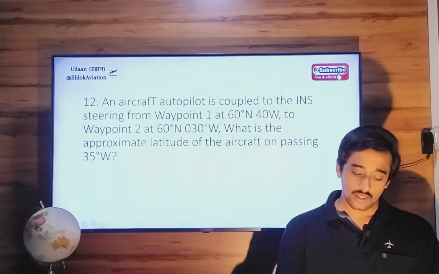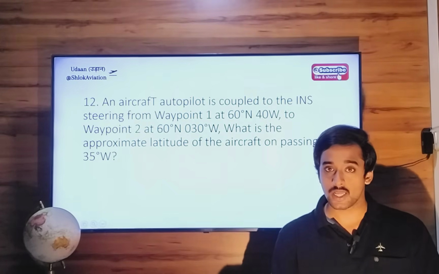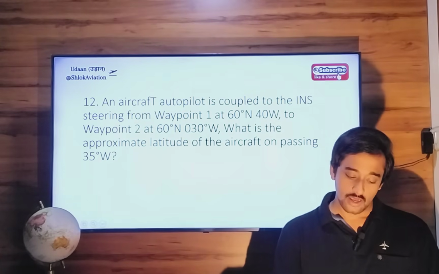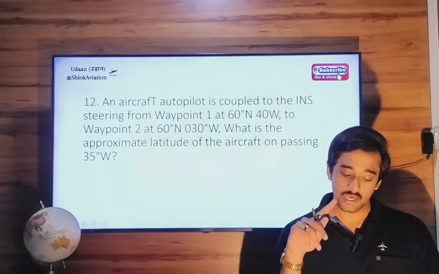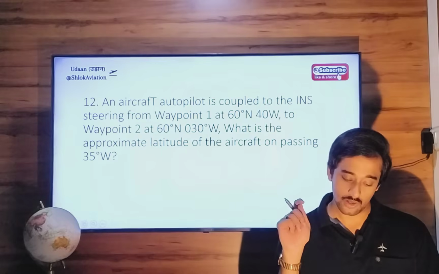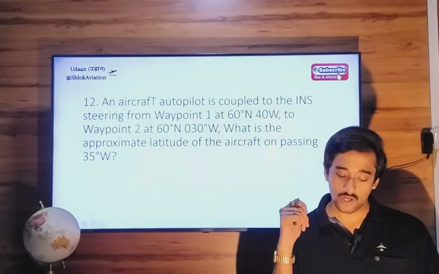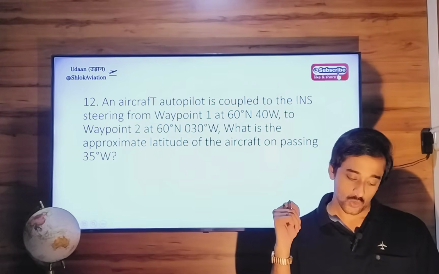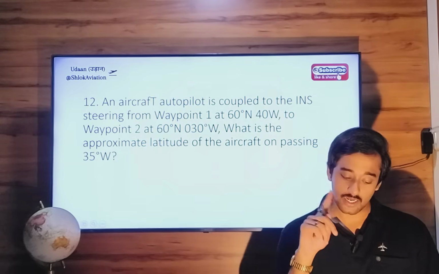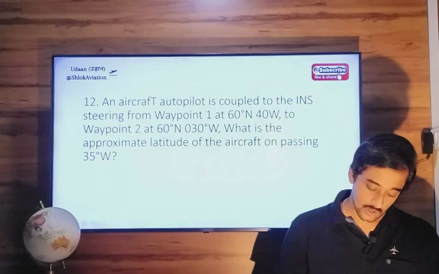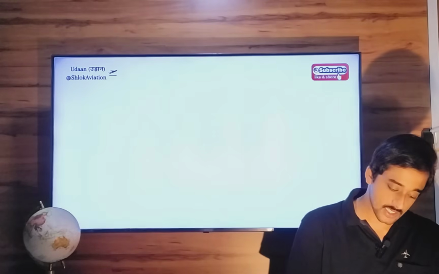Next. The autopilot of the aircraft is coupled to the inertial navigation system, and you are traveling from waypoint 1 at 60 north 40 west to the next waypoint, which is at the same latitude but a different longitude, 30 west. What is the latitude of the aircraft on passing 35 degree west?